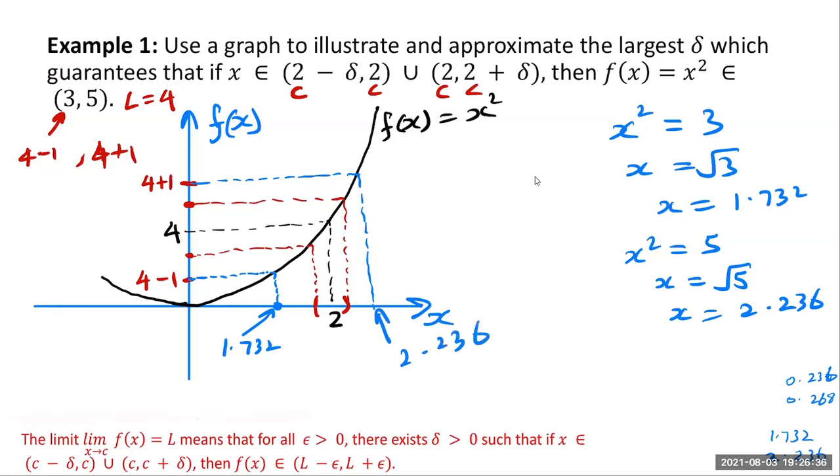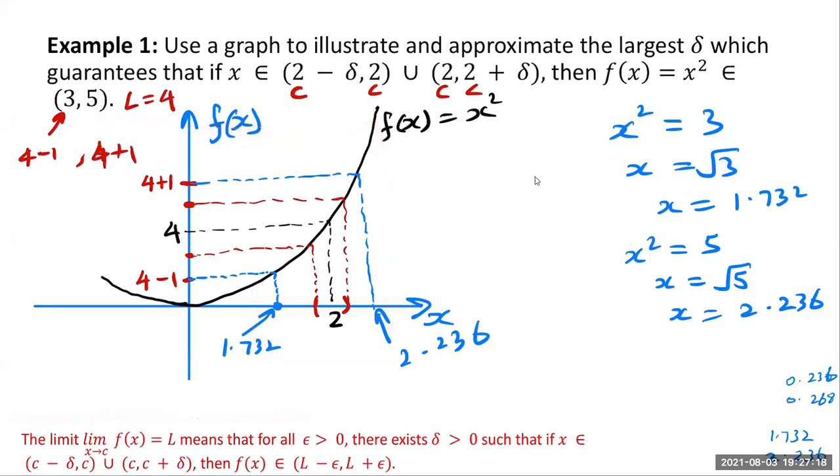Now we are ready to answer the question about the largest delta value that we can pick. As I told you earlier, if I pick my delta punctured interval to be this interval, clearly for any x value you pick in this interval, your y value has to land between 3 and 5. Likewise, how big can I make this delta punctured neighborhood? Can I make this big? Clearly not, right? If I make my delta punctured neighborhood this big, and take a point somewhere here, my y value is going to land outside of that interval 3, 5. This is not between 3 and 5.